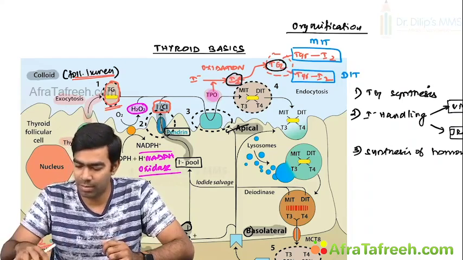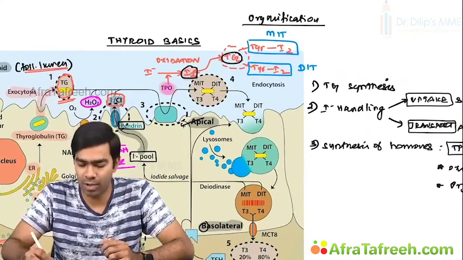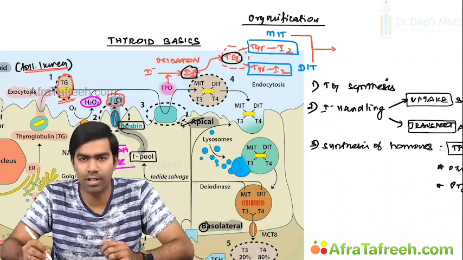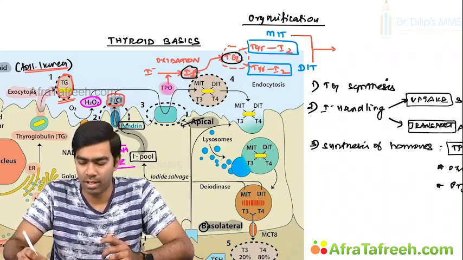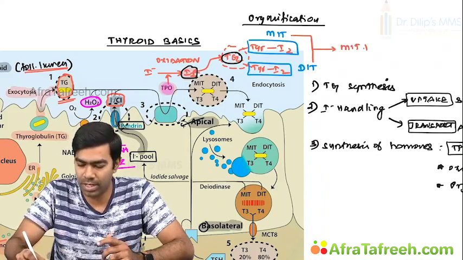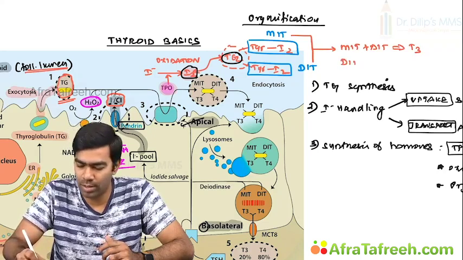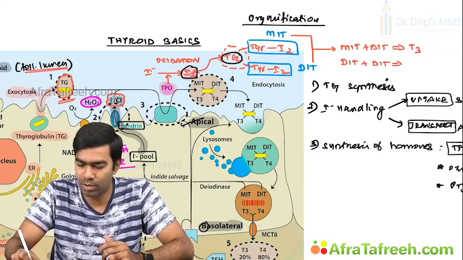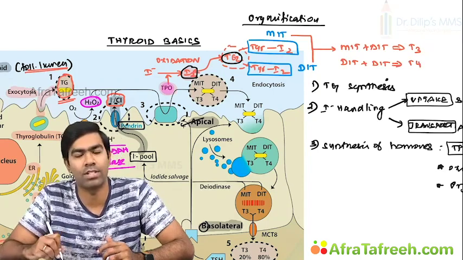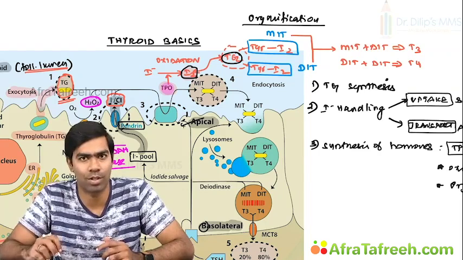Then the next step: once MIT and DIT have formed, they will mix with each other, and MIT plus DIT is going to result in the formation of T3, that is triiodothyronine, and 2 DIT molecules can mix with each other to produce tetraiodothyronine, otherwise called T4, the famous thyroxine molecule.